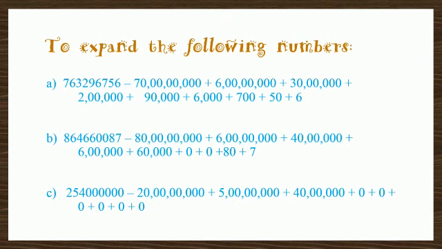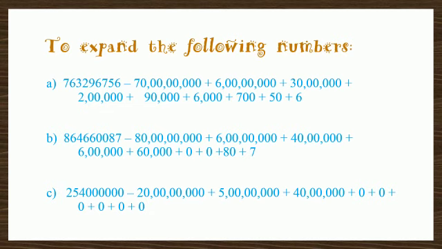To expand the following numbers, first we have 76,32,96,756. To expand, write the first digit 7 as it is. Then count the number of digits after 7. Yes, there are 8 digits after 7. So put 8 zeros after 7.